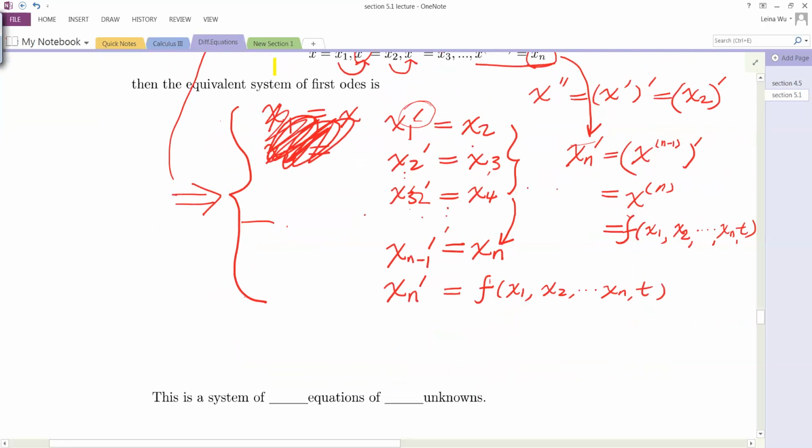Let us fill in the blank. This is a system of how many equations? N equations of N unknowns. Yes, N equations of N unknowns.